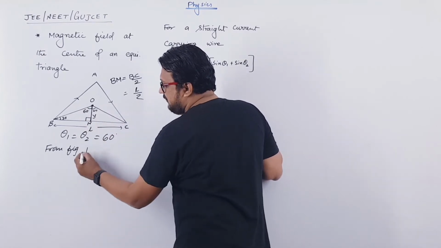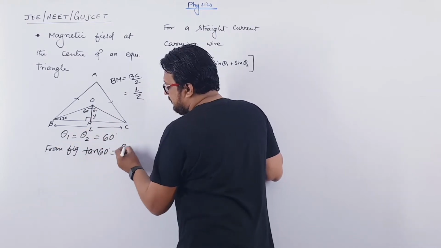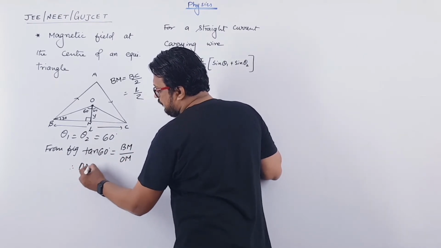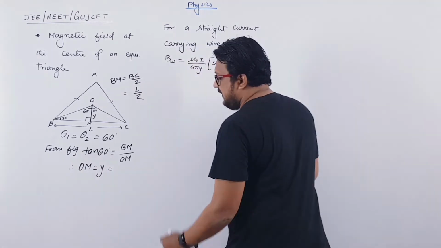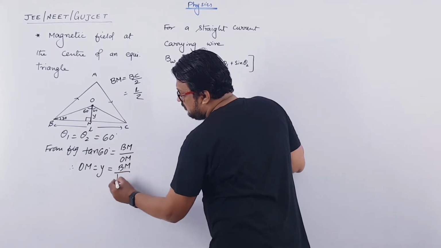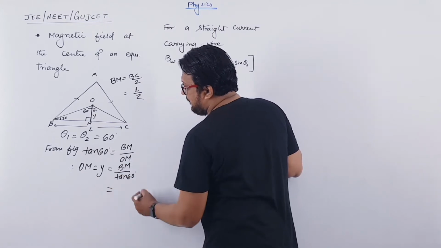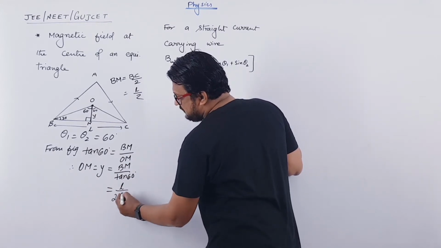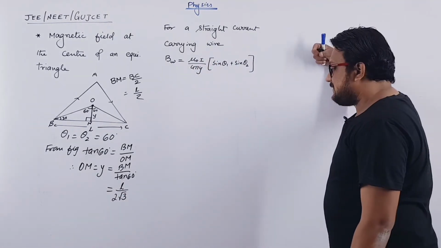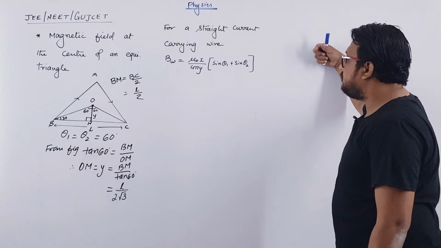So obviously we will take tan 60. Tan 60 is opposite over adjacent, that is BM over OM. Therefore OM, which is actually equal to y, is BM over tan 60. What is BM? L by 2, and tan 60 is root 3. So your answer will be L by 2 root 3. y is L by 2 root 3.